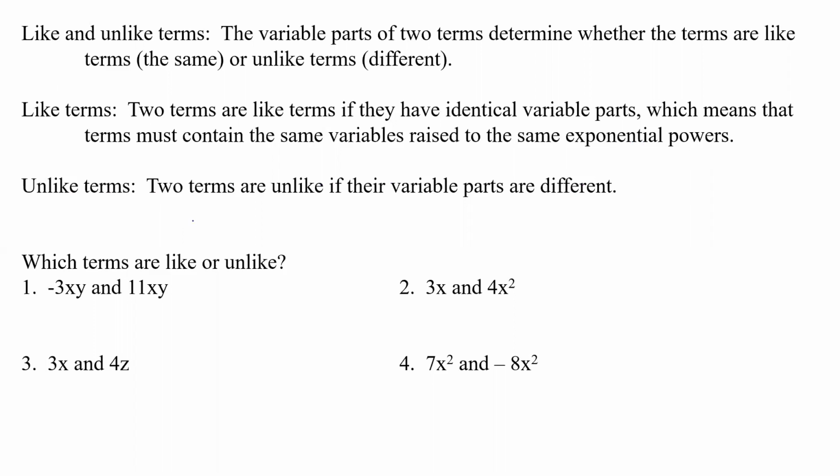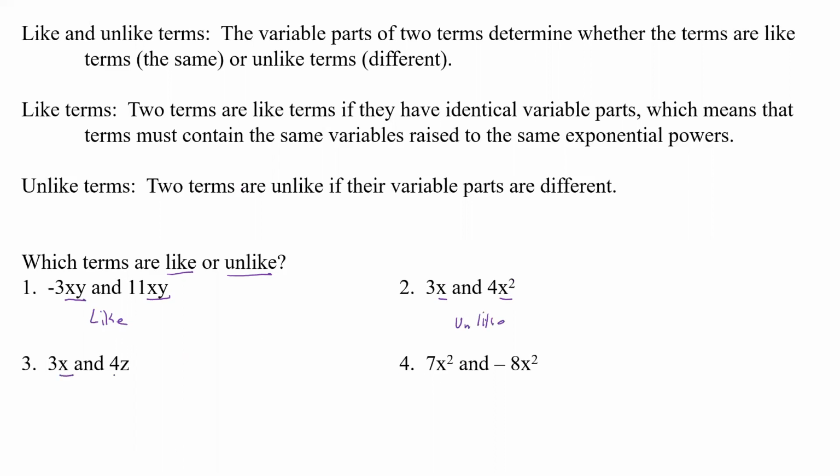So what we want to do is look at these four here as examples and determine if they're like or if they're unlike. Well, again, we're looking only at the variable part. That's all we care about. So here we have xy. Here we have xy. Is there anything different? No, there's not. So these are like terms. What about this one? We have an x and an x squared. Well, here that's an x squared. This is an x. So those are going to be unlike terms.